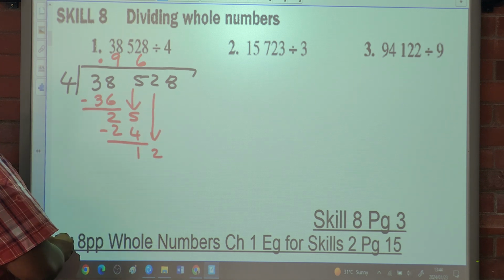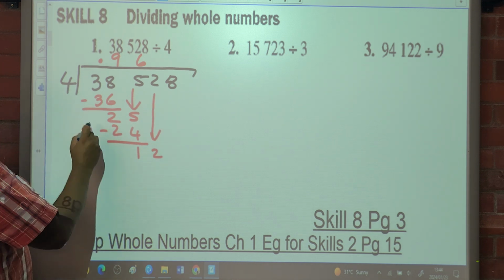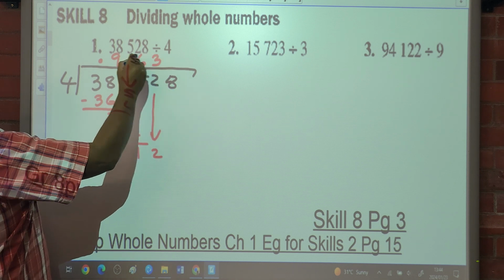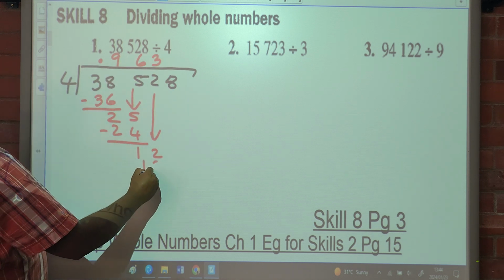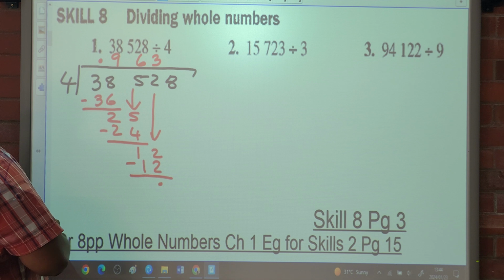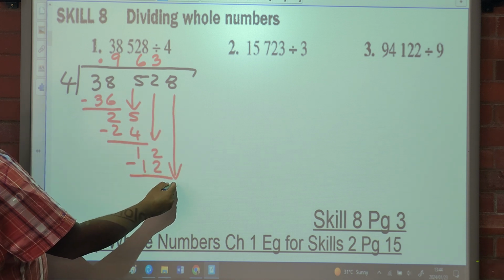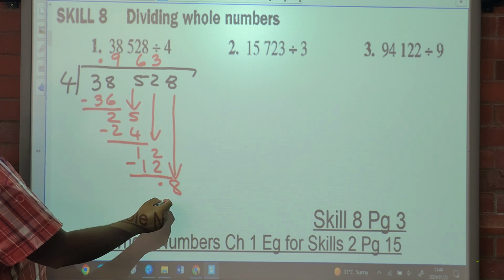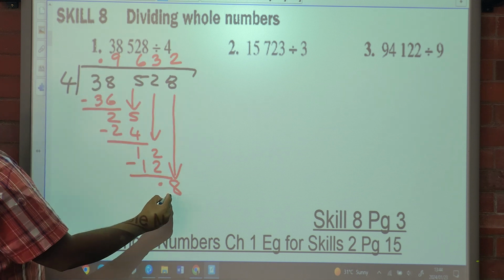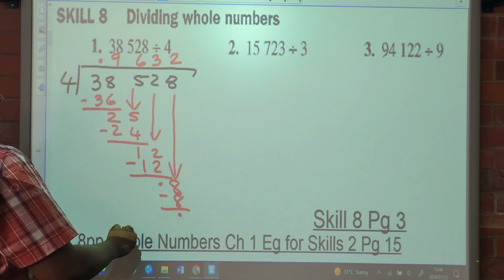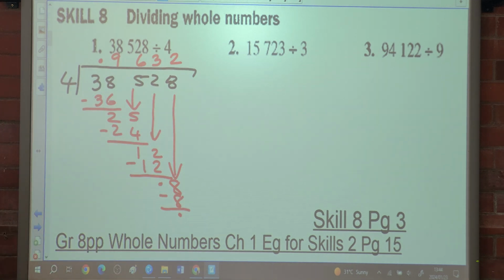2. The number is now 12. 4 going into 12 how many times? 3 times 4? 12. Subtract, I get? Bring down the 4. 4 going into 8 how many times? 2. 2 times 4? 8. Subtract? 0. So 38,528 divided by 4 is? 9,603. You all okay with it?